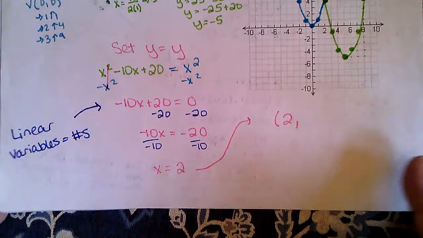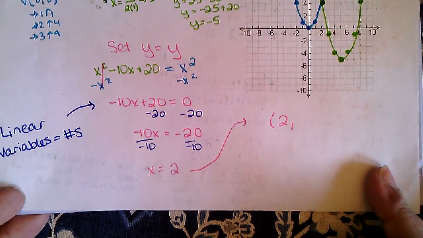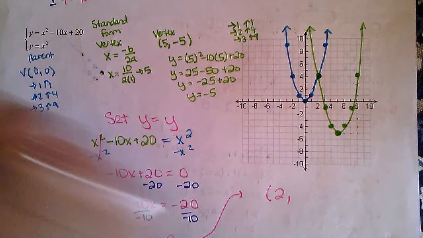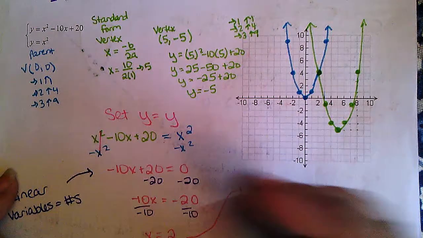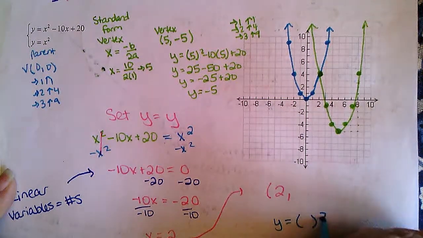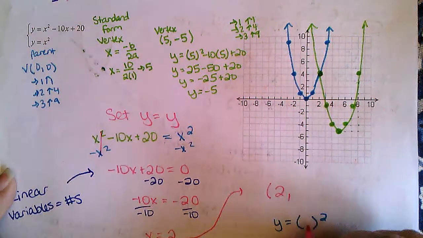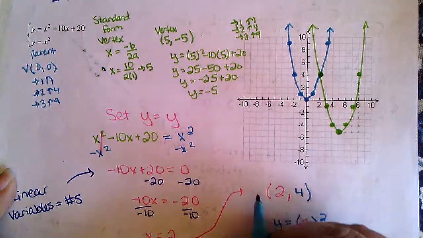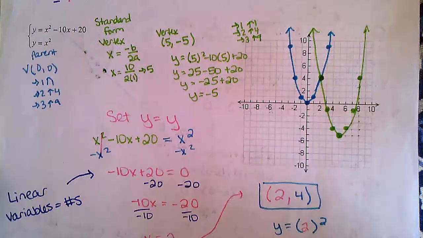Now I need to find my y value. How do we do that? Hopefully you know that to do the y value, you sub it back into one of the originals. So I'm going to pick the second one because it's got a lot less going on. So y equals my x squared, or 2 squared, which happens to be 4. So did I back up my graph with math?